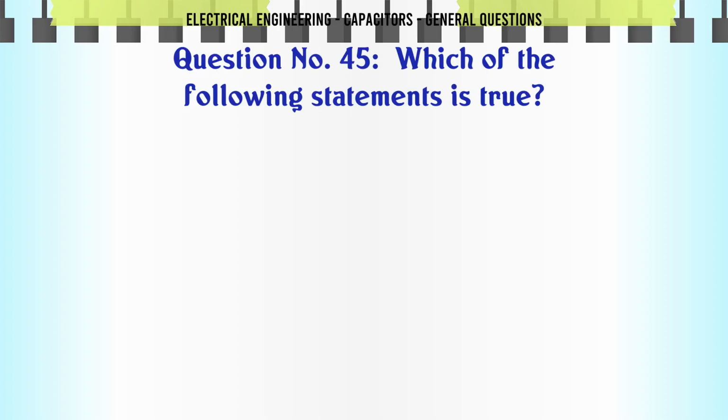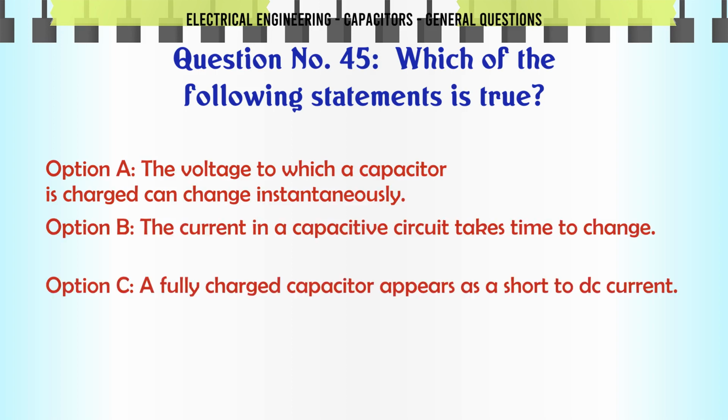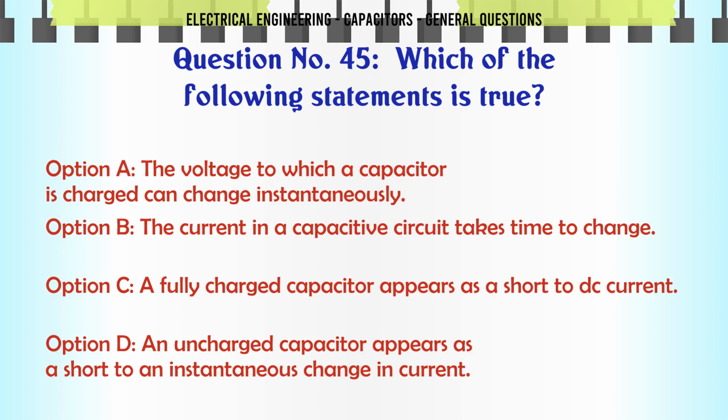Which of the following statements is true? A, the voltage to which a capacitor is charged can change instantaneously. B, the current in a capacitive circuit takes time to change. C, a fully charged capacitor appears as a short to DC current.